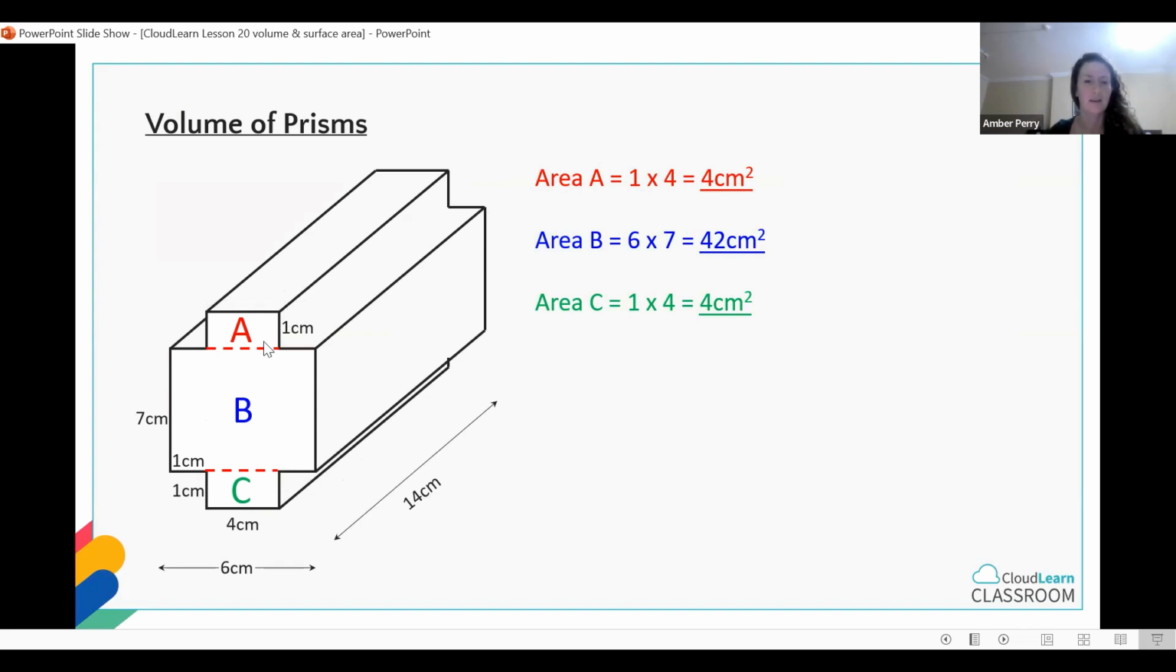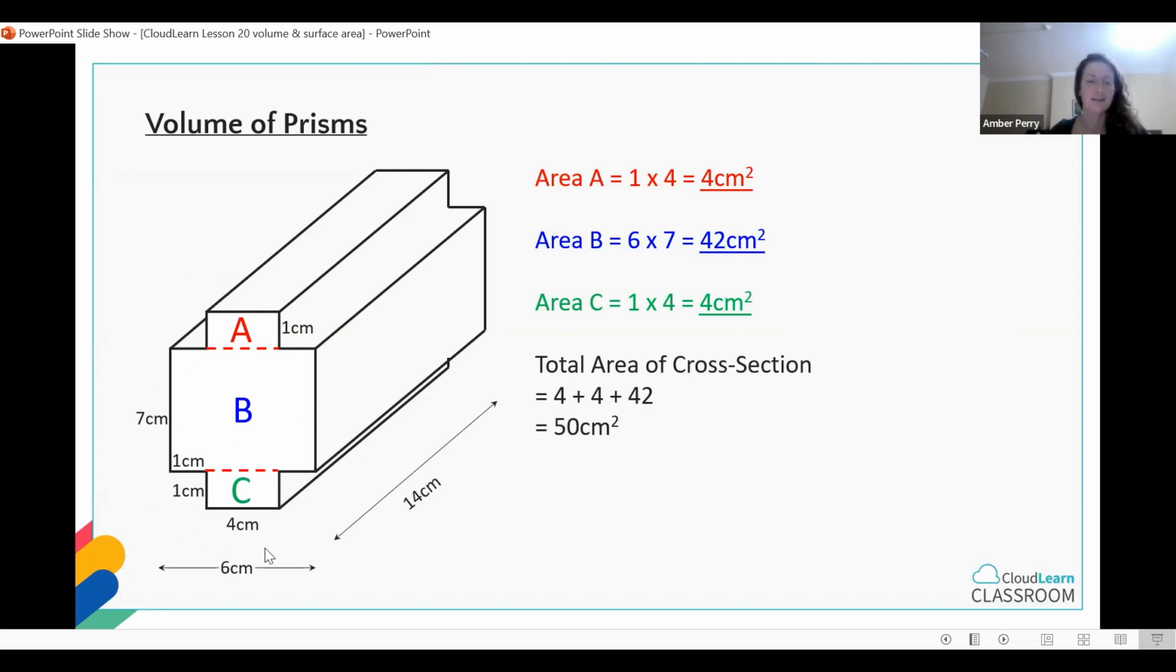Okay, so now we've got those 3 areas of the rectangles. We can work out the area of this whole cross section. So that's the next step, to work out the area of the whole cross section by just adding the areas of those 3 rectangles together. So we've got 4 plus 4 plus 42, A plus B plus C there, okay? So the total area of the cross section there is going to be 50 centimeters squared.